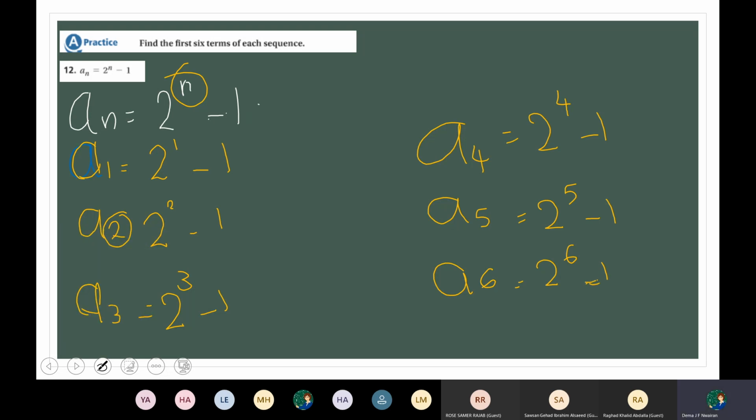Then let's simplify. 2 raised to 1 is 2, minus 1 is 1. 2 raised to 2 is 4, minus 1 is 3. 2 raised to 3 is 8, minus 1 is 7.